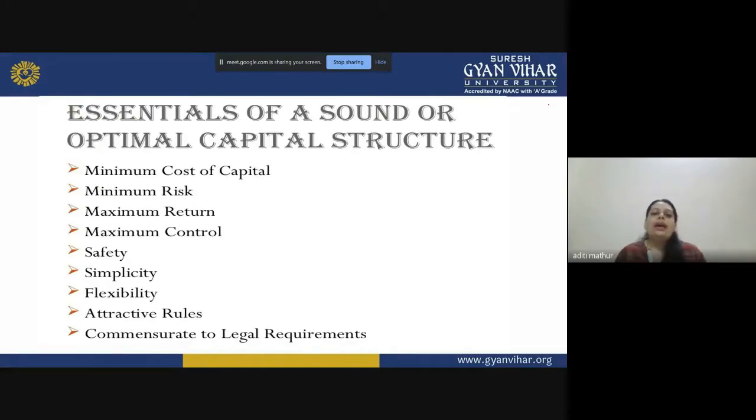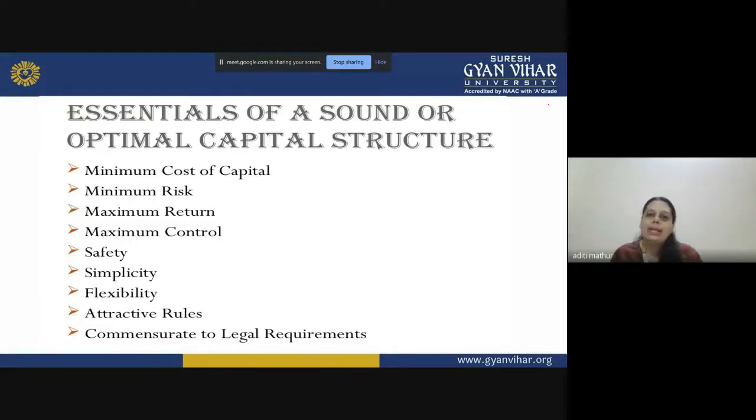Then it should comply with all the legal requirements, right? So if you are raising a new capital, you have to come up with some reserves. You should have a certain amount of money in your capital structure, reserves and surplus. So you should be an organization which can adjust to all the legal requirements whenever and whatever is needed. So these are the characteristics of a sound or an optimal capital structure.